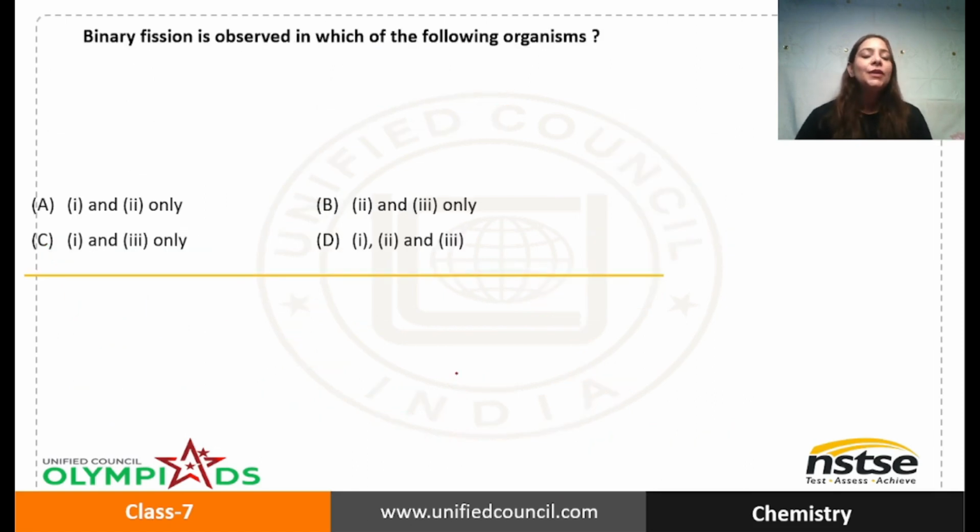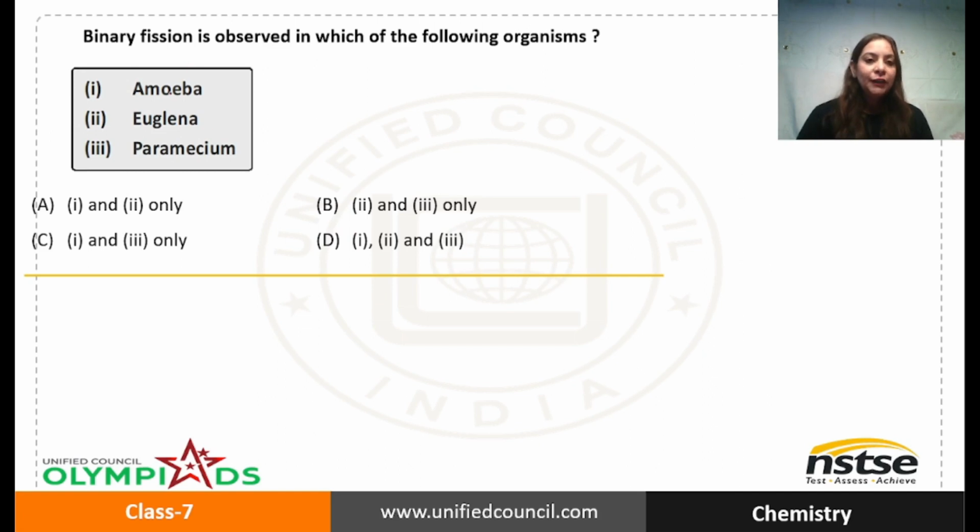Okay, next question. Binary fission is observed in which of the following organisms? You have got three organisms listed: amoeba, euglena and paramecium. So we need to tell in which of the following organisms binary fission is observed. Now let me explain something about binary fission first. Then you will get your answer directly.